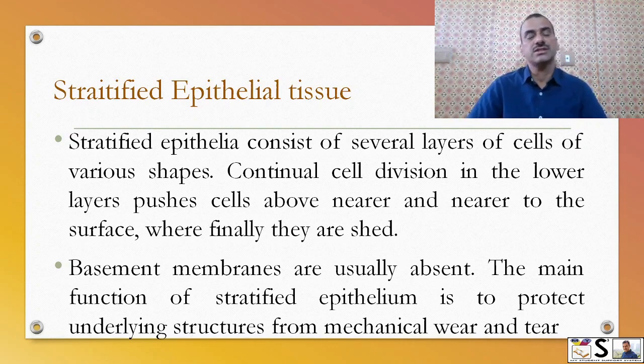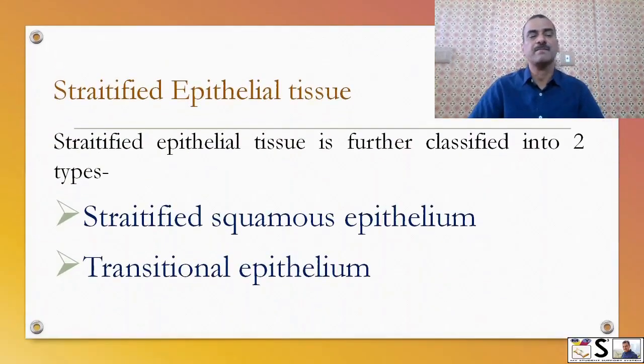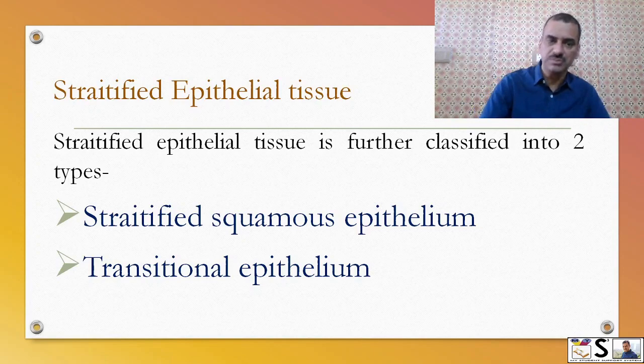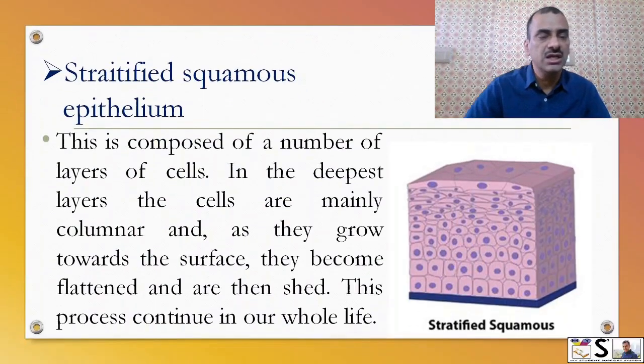The main function of stratified epithelium is to protect the underlying structure from mechanical wear and tear, like in the skin and mucous membrane. The stratified epithelium tissue is further classified into two types: stratified squamous epithelium and transitional epithelium. These two types we will discuss one by one.